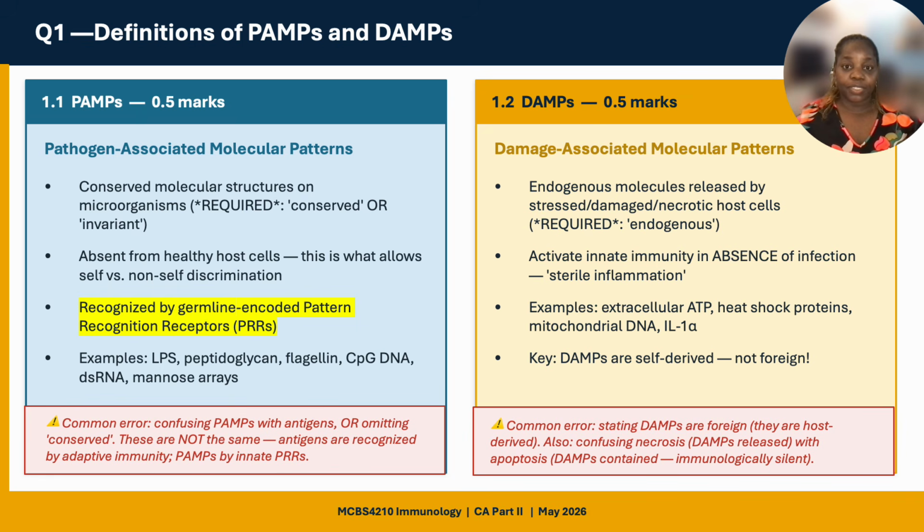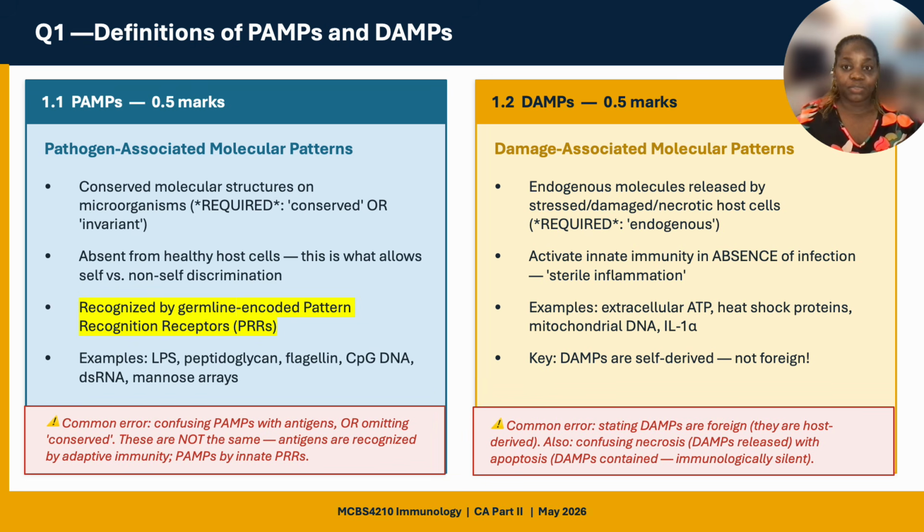Inflammation that will occur in the absence of any infection, and that inflammation will be triggered entirely by tissue damage releasing intracellular content. So the common error observed is that students state that DAMPs are foreign when it's not. Also, they confuse necrosis with apoptosis. Where is the difference? The necrosis versus apoptosis distinction is a really common error found in the student scripts.